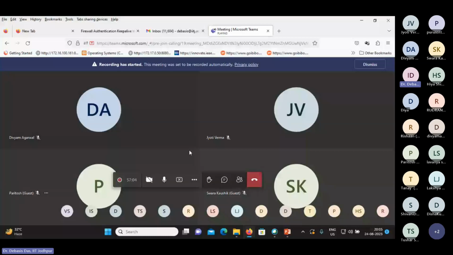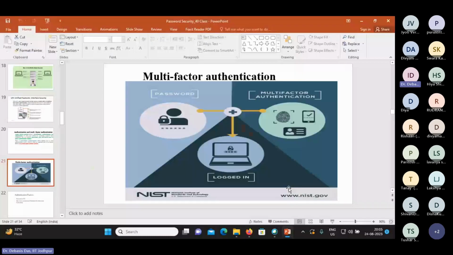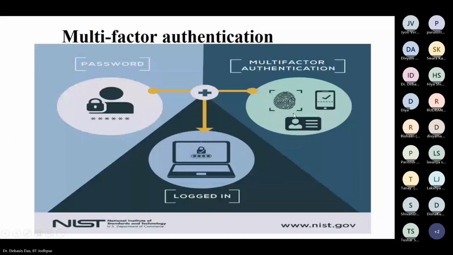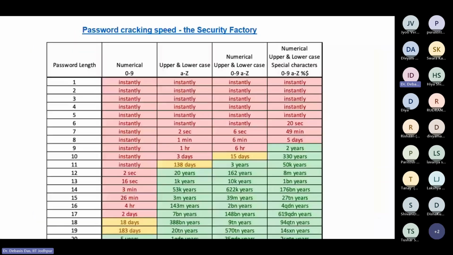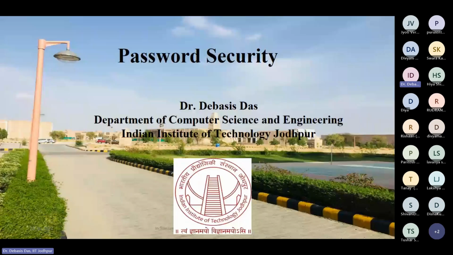Do you have any questions or queries related to this password security, or any general questions? These are the basic ideas about password security, and research is ongoing: how we protect our system, and how we enhance user acceptance in society. Multiple things are ongoing.